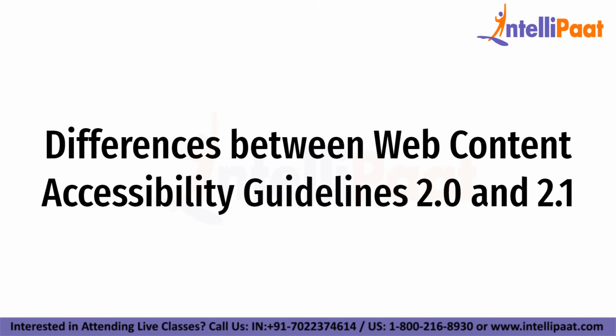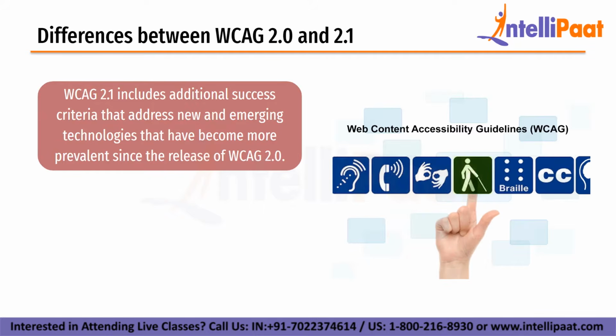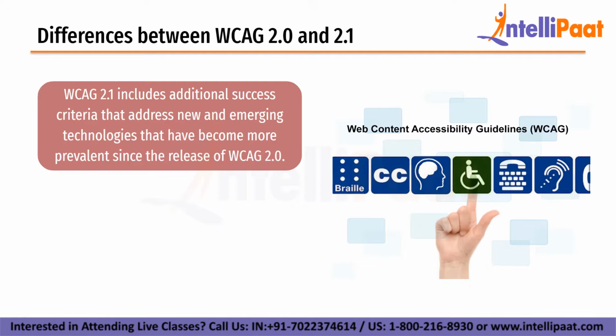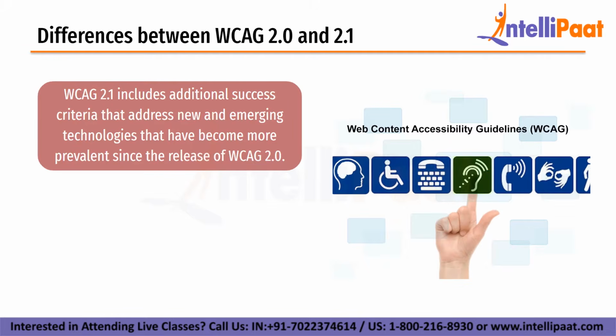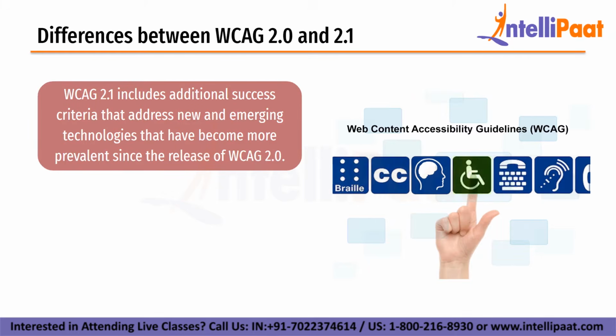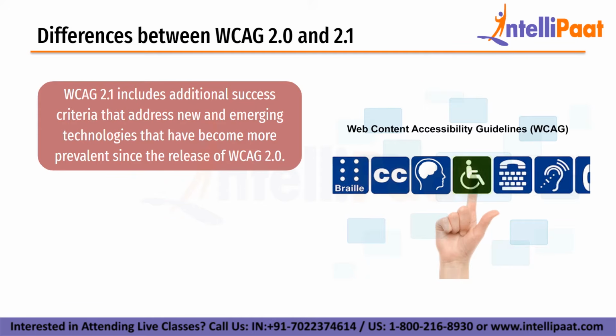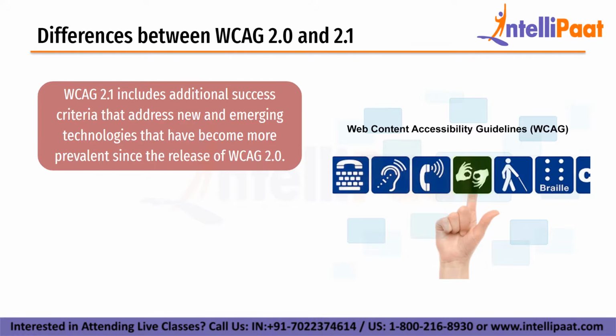Now we'll look at the differences between WCAG 2.0 and 2.1. The Web Content Accessibility Guidelines provide a set of standards for making web content more accessible to people with disabilities. The most recent version of these guidelines is WCAG 2.1, which was published in 2018 as an update to the previous version, WCAG 2.0. One of the key differences between WCAG 2.0 and 2.1 is that 2.1 includes additional success criteria that address new emerging technologies that have become more prevalent since the release of 2.0.